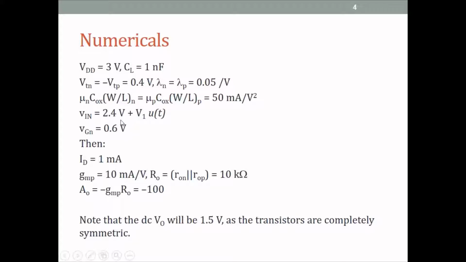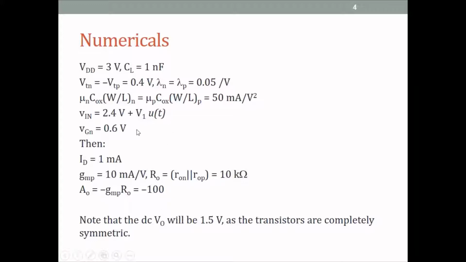And then on top of the DC, at the input of the PMOS, we'll apply some transient voltage. Then with these numbers we'll get a drain current of 1 milliamp, a transconductance of the PMOS of 10 milliamp per volt. You can check all this. And the output resistance, RO in parallel with ROP, equals 10 kilo ohms. So the gain of the common source amplifier, being minus GMP times RO, will be 10 milli times 10 kilo, equal to minus 100.